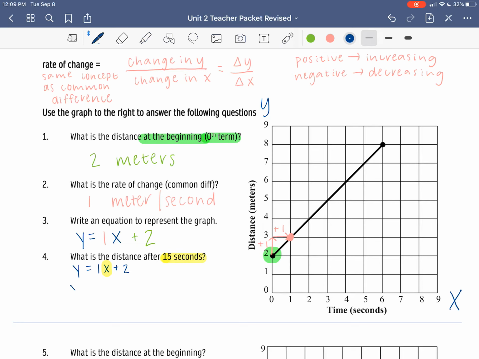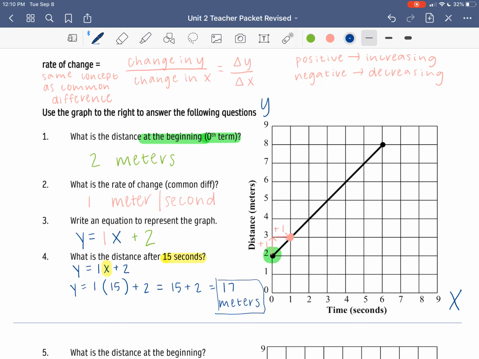We'll say y equals, when I do my substitution of 15 seconds, I'm going to put it in parentheses. And I kept everything else in my equation the same. And 1 times 15 plus 2 is going to be, 1 times 15 is 15, plus 2 is 17. So after 15 seconds, I would be at 17 meters in my distance, is my answer to number 4.